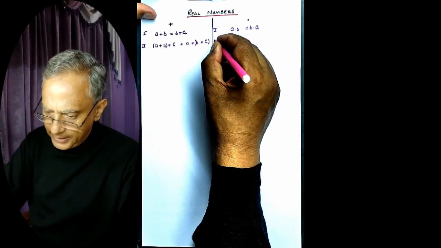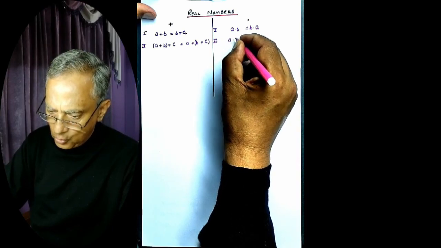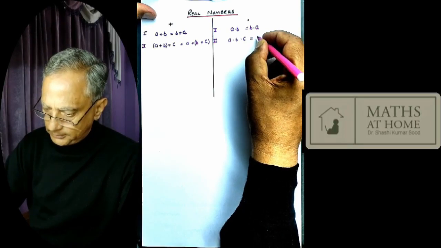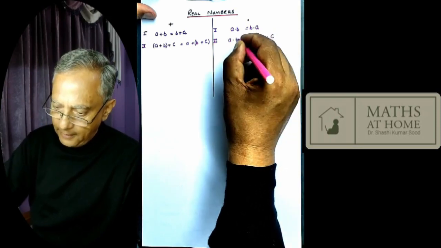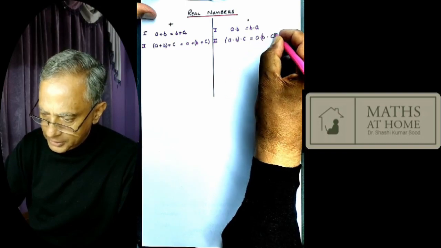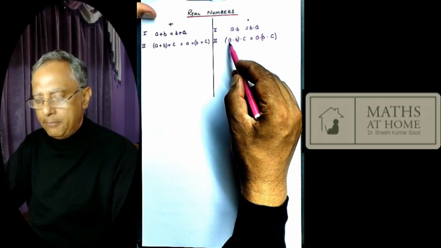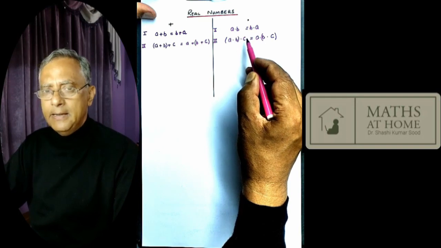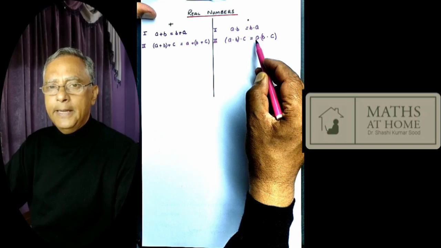And associativity in multiplication will mean A into B into C is equal to A into B into C. If I associate these two or I associate these two, the result will be same. That is, if we multiply A and B first and then multiply the result with C, it will be same as multiplying B and C first and then multiplying the result with A.